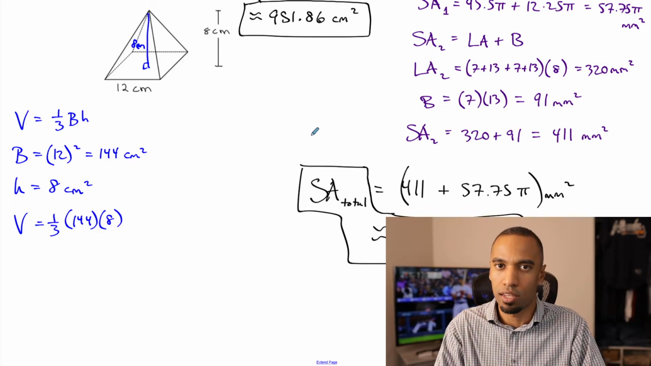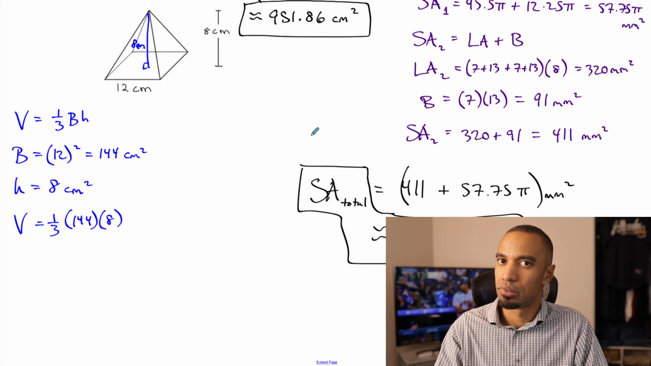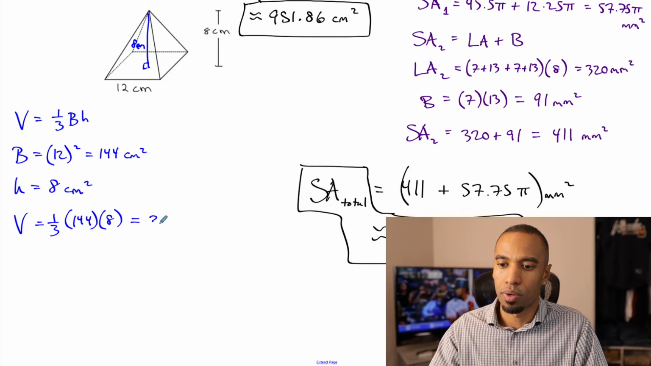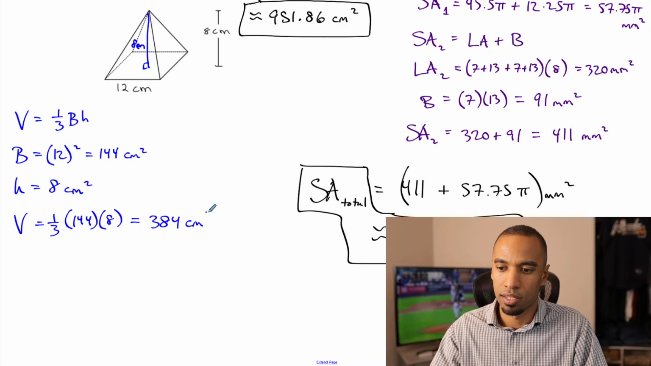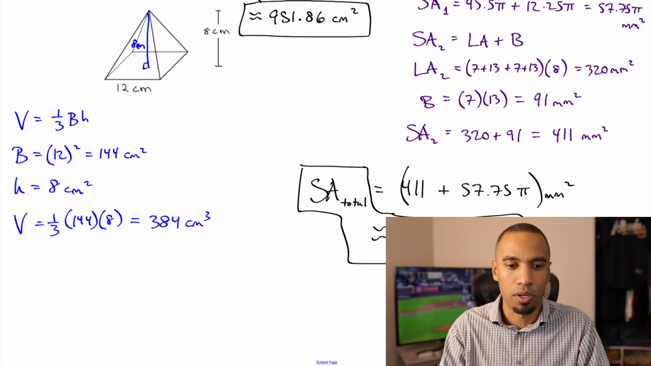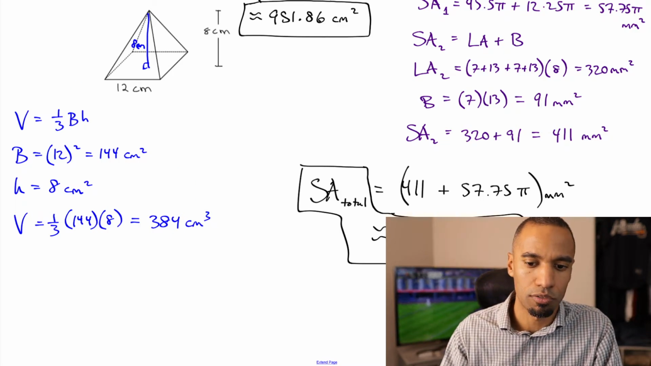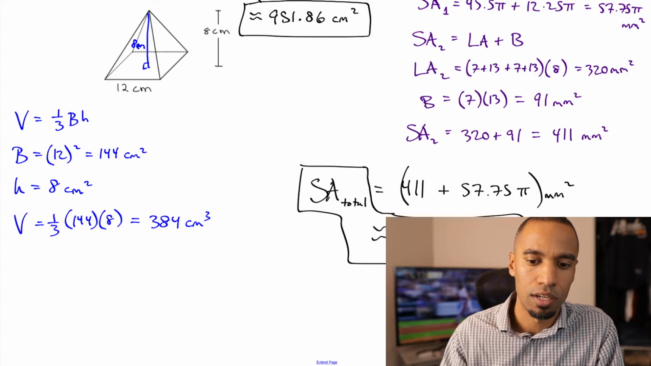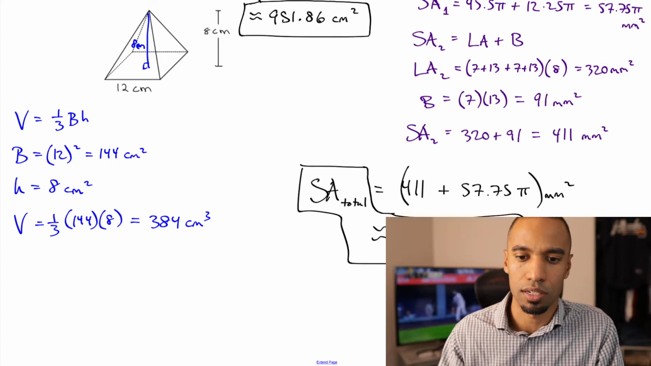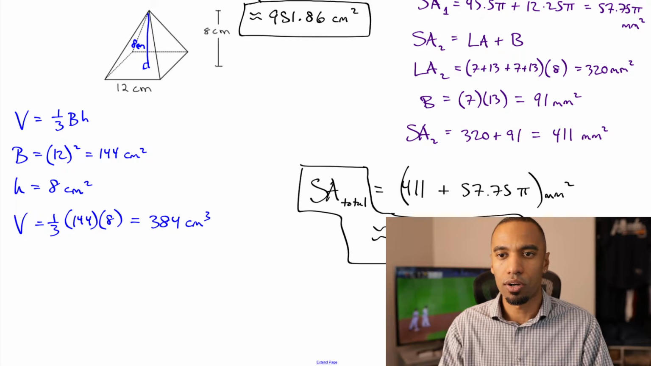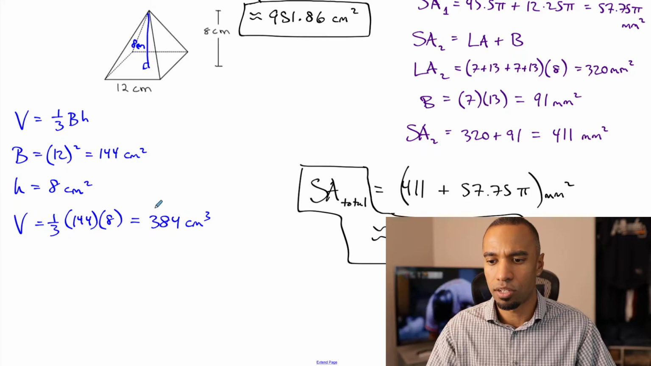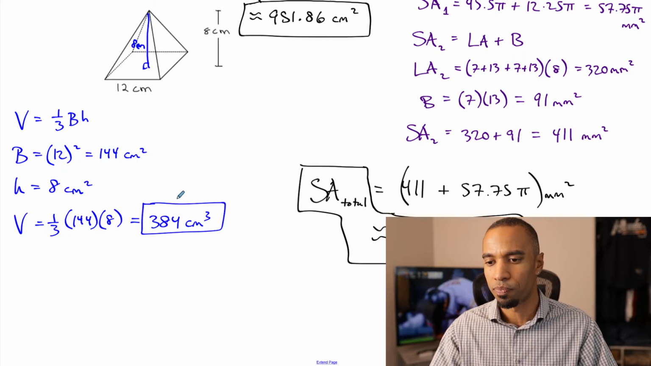48 times 8 is 384, I think. So 384 cubic centimeters there. Let me triple check that, even my division there, 144, because I'm doing all this kind of in my head. Divide by 3 times 8. Yeah, 384. So 384 cubic centimeters for the volume. I don't know if that's what was asked for, but I got you volume.